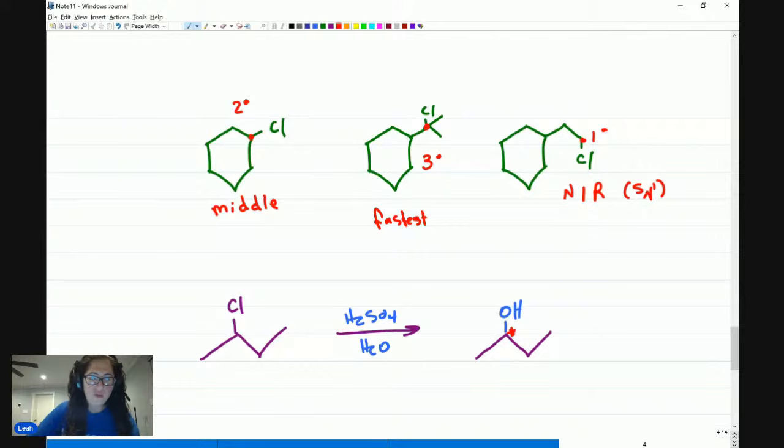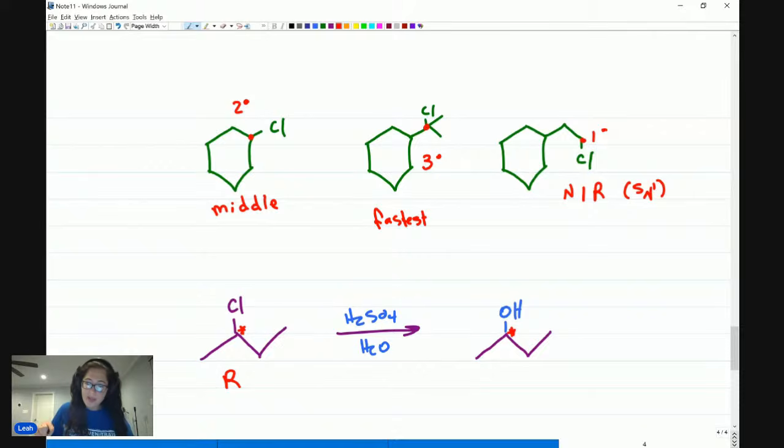And so for the stereochemistry, yes, the product is going to be chiral, but what do you think? Is it going to be R or S? Does it matter if the molecule started R or S? So for fun, let's call this R because why not?